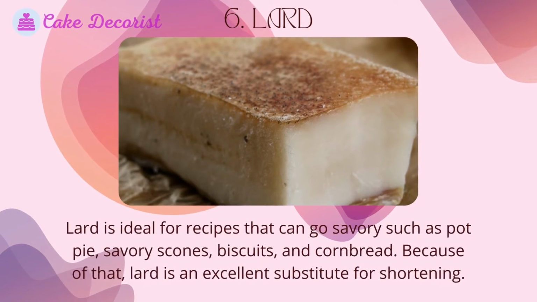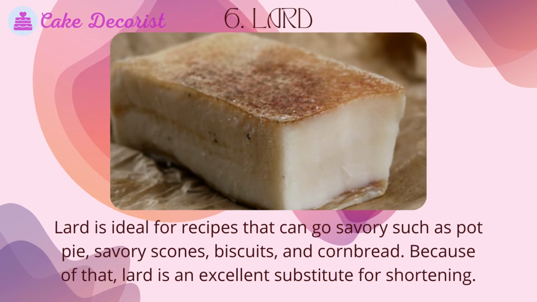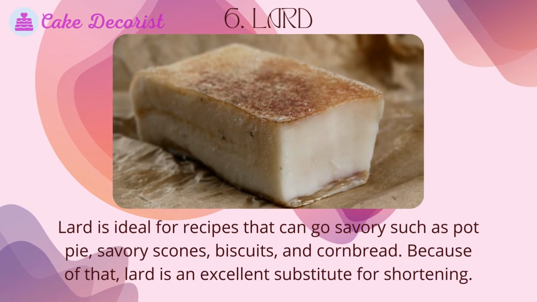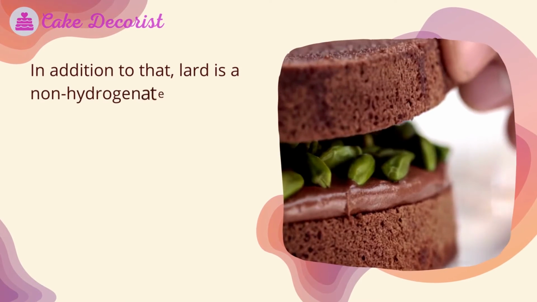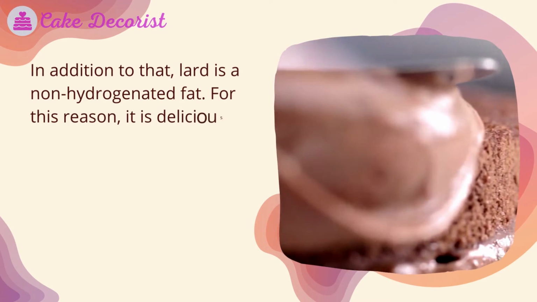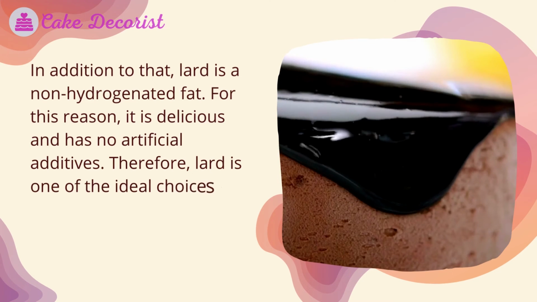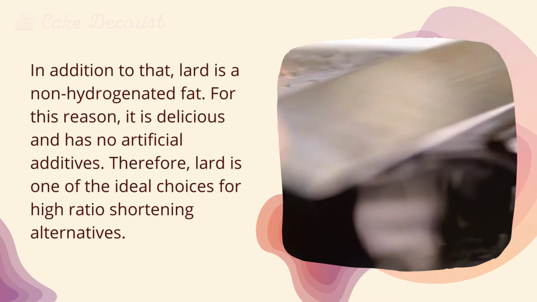6. Lard. Lard is ideal for recipes that can go savory, such as pot pie, savory scones, biscuits, and cornbread. Because of that, lard is an excellent substitute for shortening. In addition to that, lard is a non-hydrogenated fat. For this reason, it is delicious and has no artificial additives. Therefore, lard is one of the ideal choices for high-ratio shortening alternatives.